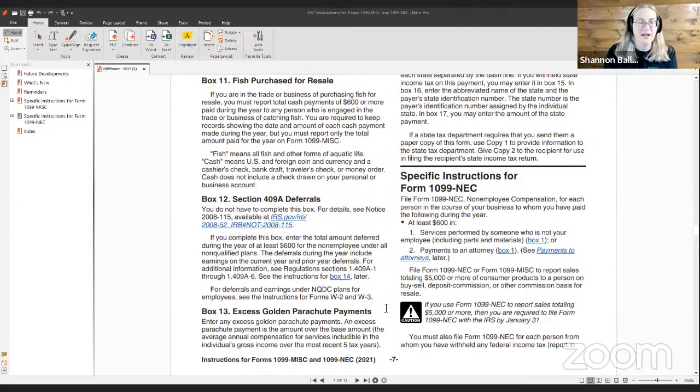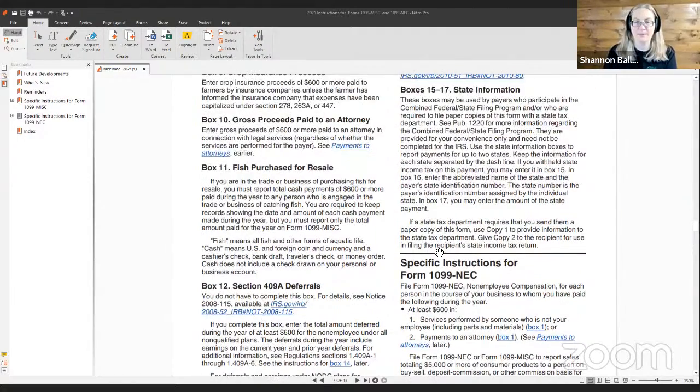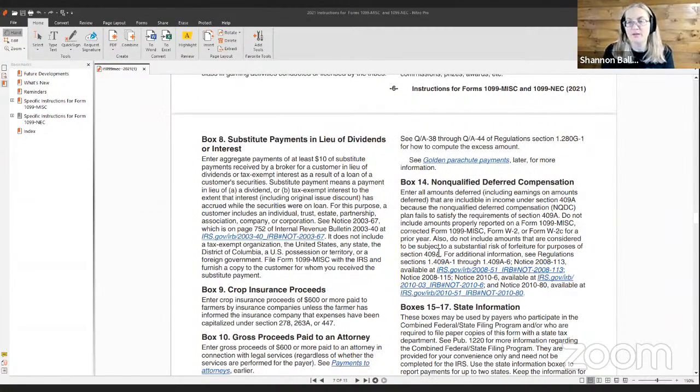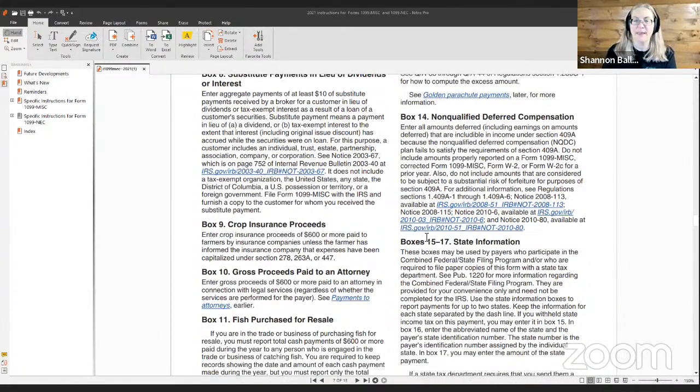Box 13, excess golden parachute payments. Enter any excess golden parachute payment. An excess parachute payment is the amount over the base amount, the average annual compensation for services includable in the individual's gross income over the most recent 5 tax years. See Q&A 38 through Q&A 44 of Regulation Section 1.280G-1 for how to compute the excess amount. See Golden Parachute Payments later for more information.